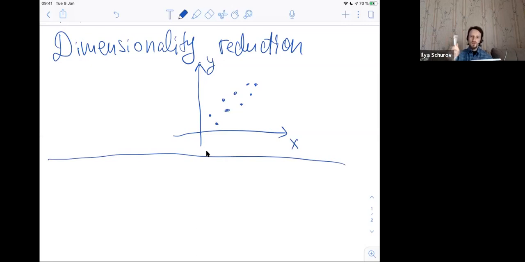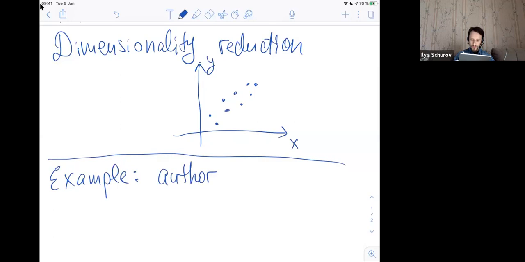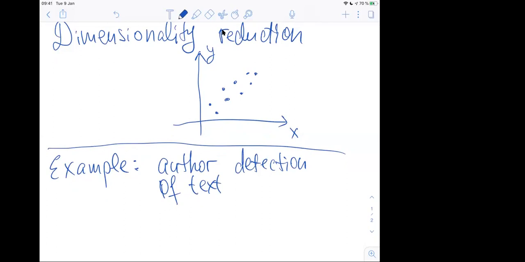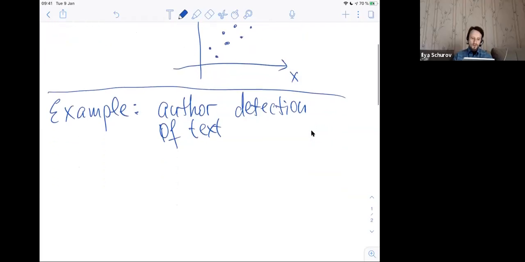How to transform text to numbers? What numeric feature of text can you imagine? Anybody? Maybe the amount of the same words or something like this. Amount of the same words. Okay.